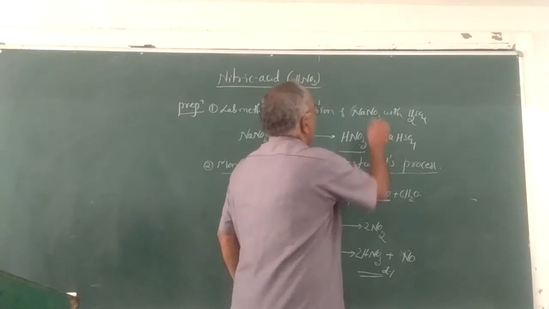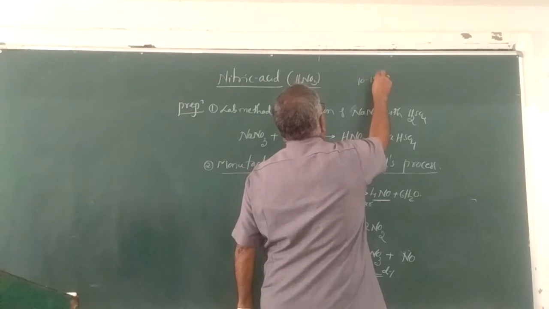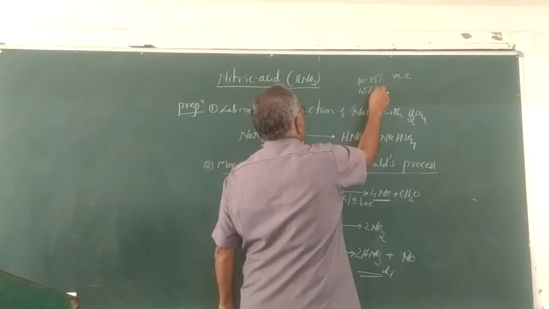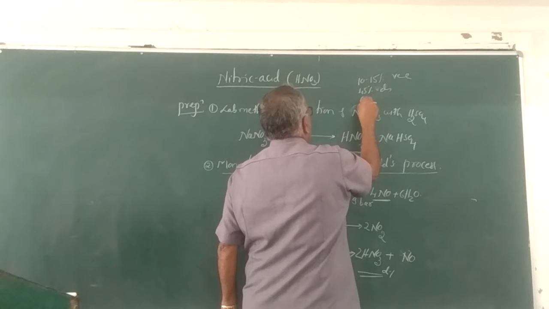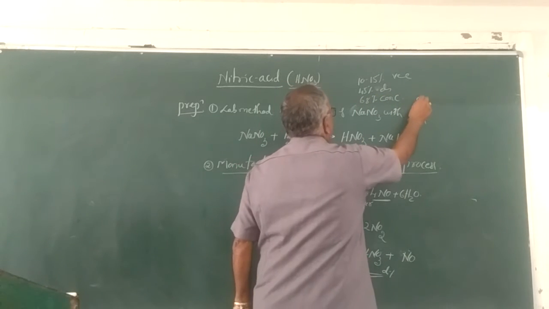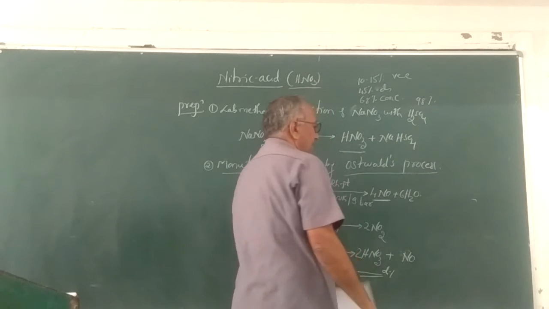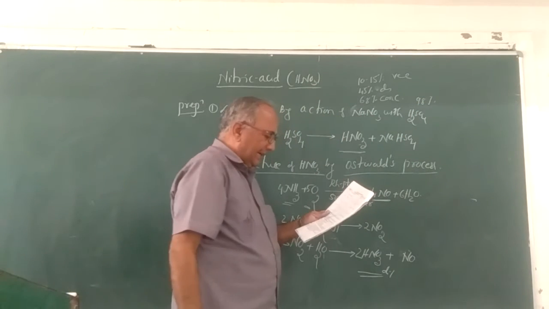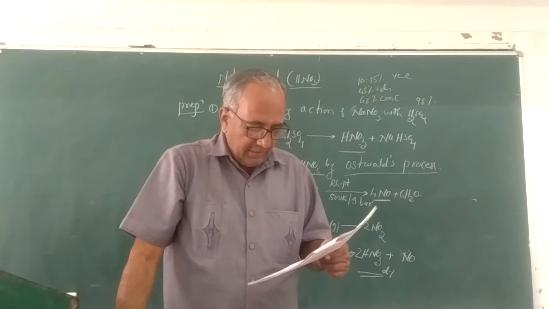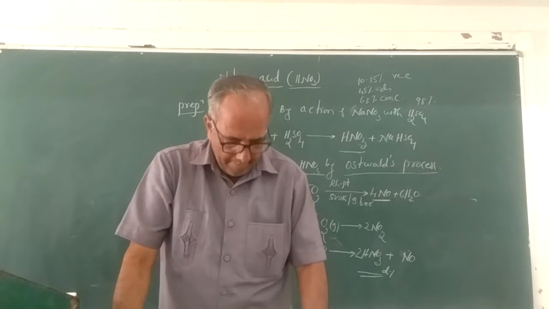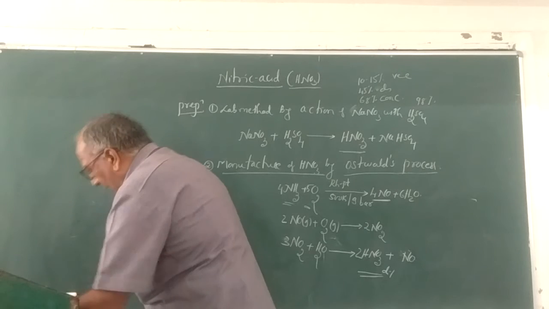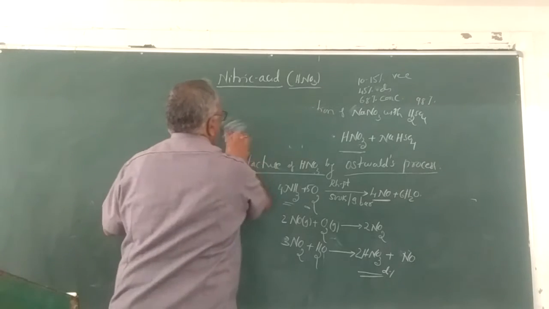Therefore 10 to 15% nitric acid is called very dilute nitric acid, and 45% nitric acid is called dilute nitric acid. 68% nitric acid is called concentrated nitric acid, and 98% nitric acid is called fuming nitric acid. So this is about the method of manufacture of nitric acid by the Ostwald process.